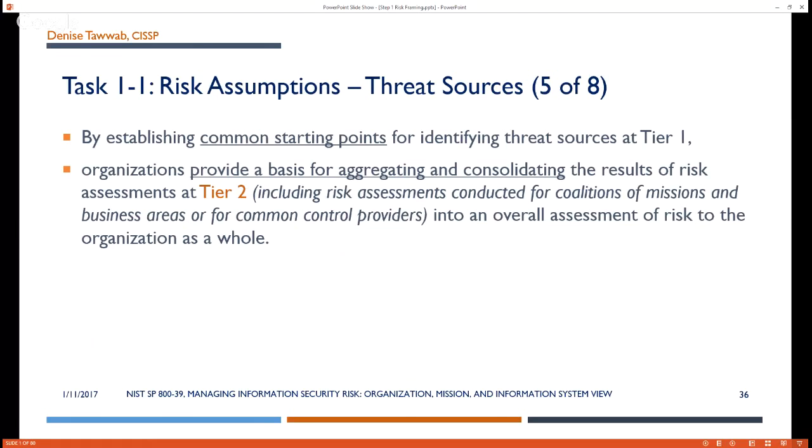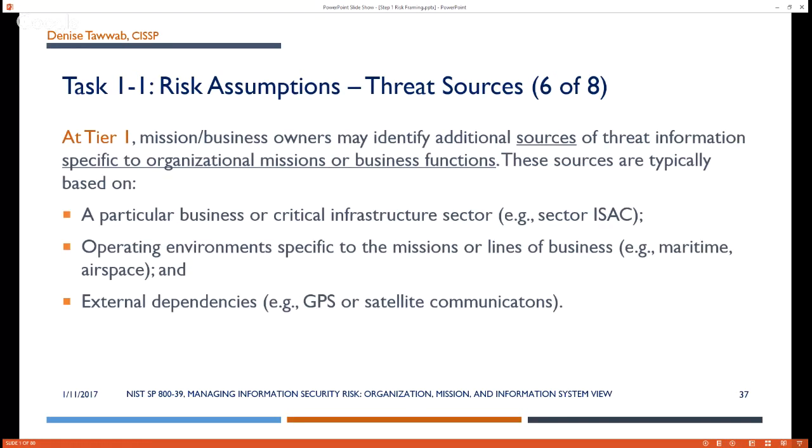By establishing a common starting point for identifying your threat sources at Tier 1, the organization layer, what you do is provide a basis for aggregating and consolidating the results of risk assessments at Tier 2, including risk assessments conducted for coalitions of missions and business areas or for common control providers. You want to roll that up into an overall assessment of the risk faced by the organization as a whole.